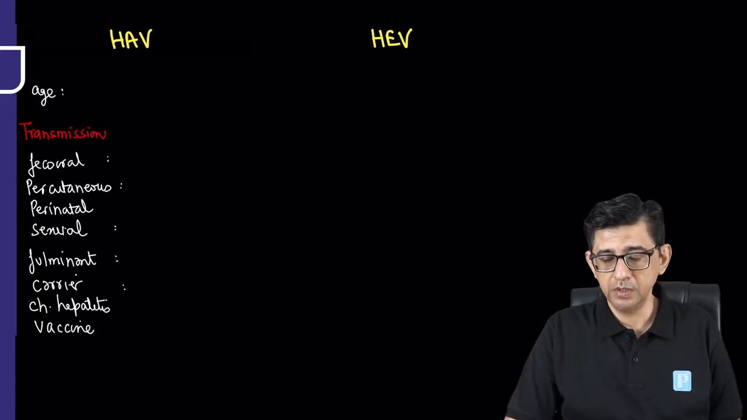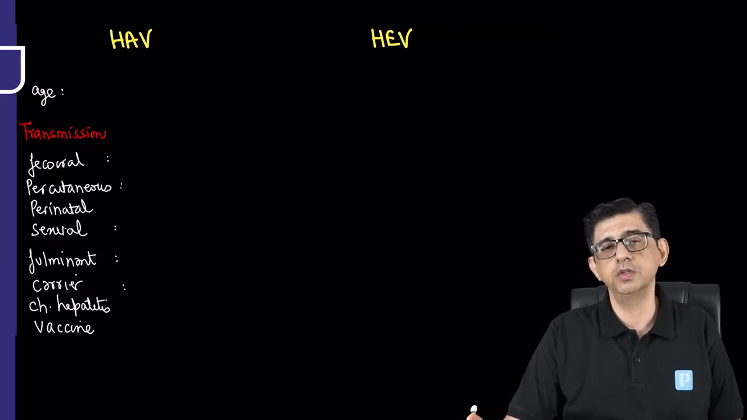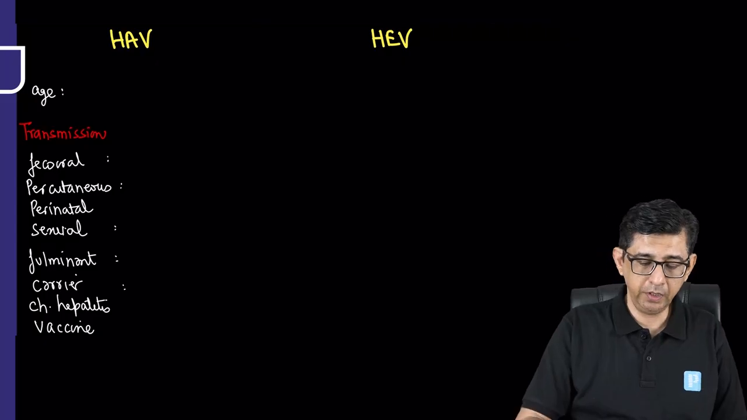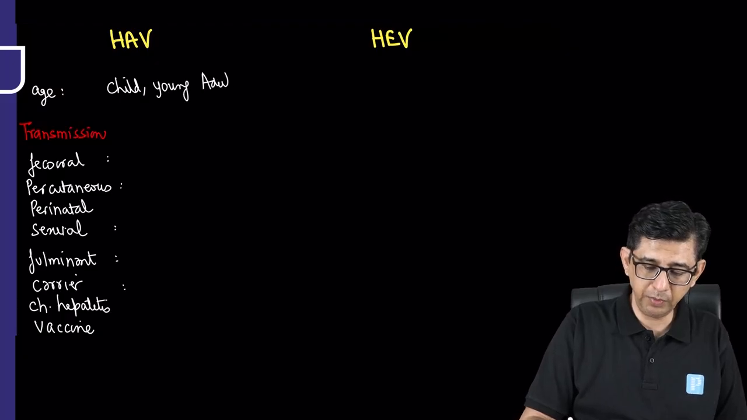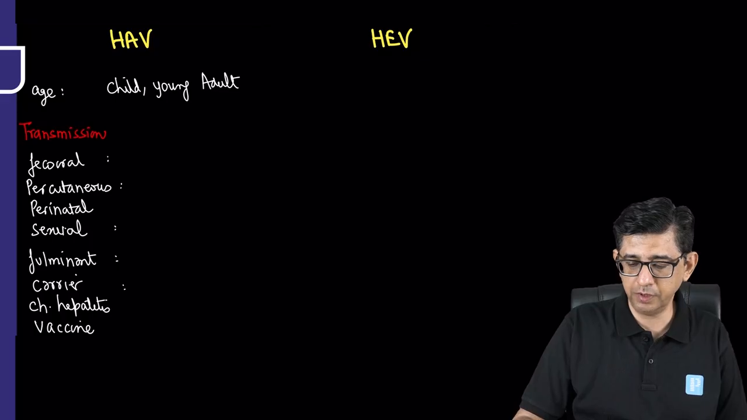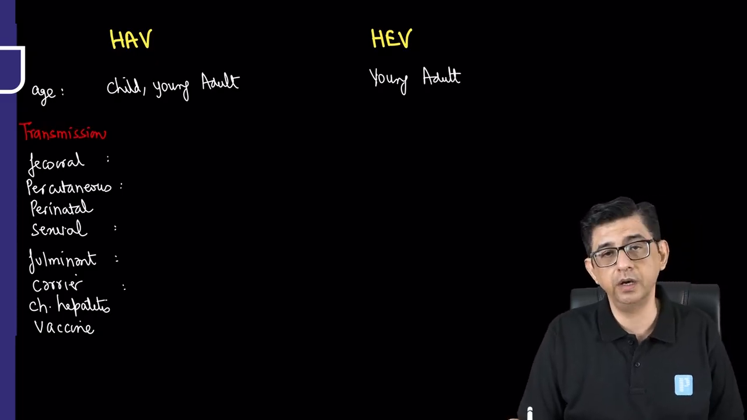On a comparison basis, hepatitis E is found to be more prevalent. It's one of the leading causes of acute viral hepatitis. The age group for hepatitis A is mostly children, and it can be young adults as well. But on a comparison basis, if a question says leading cause of acute viral hepatitis in a young adult, then the first answer should be E virus, as I've highlighted earlier.